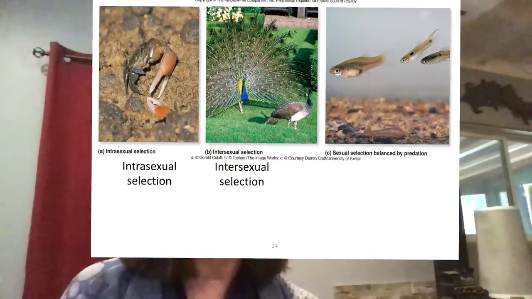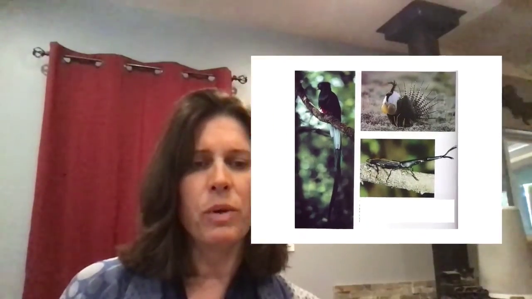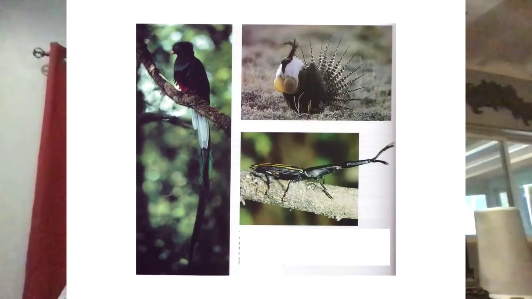Here are some more pictures. We see a lot of sexual selection really exaggerated in birds. You can see the bird on the left is a quetzal. The males have these really long tail feathers. That's got to be hard to fly with in a forest, in the tropical rainforest like that. Look at the one on the right at the top. That looks like a female with the large bra size.